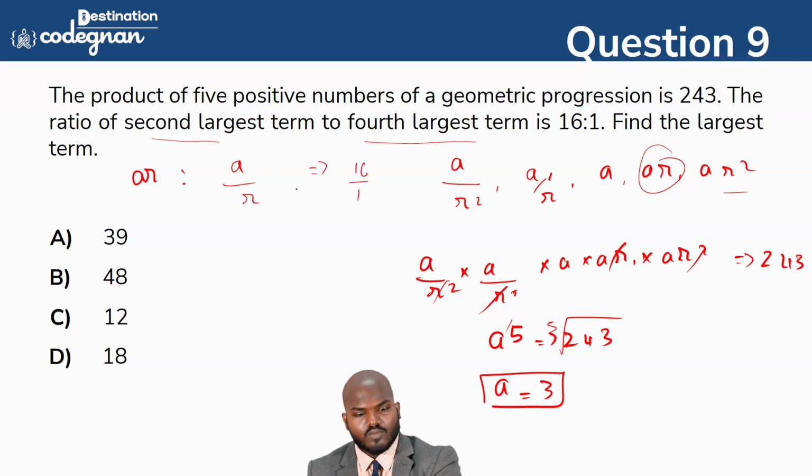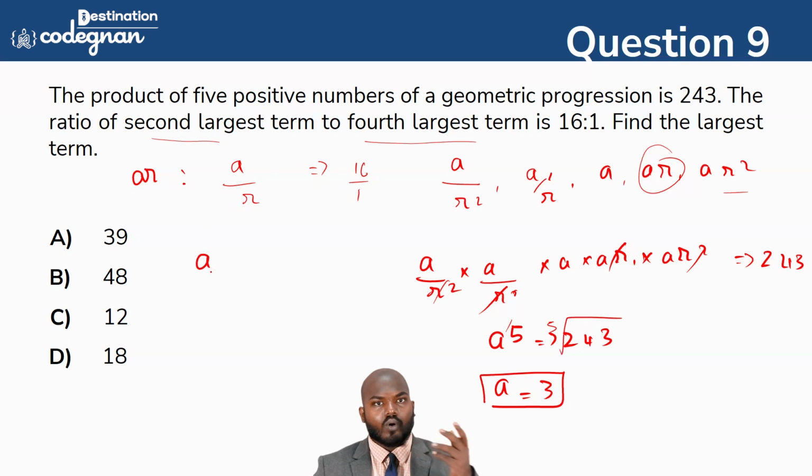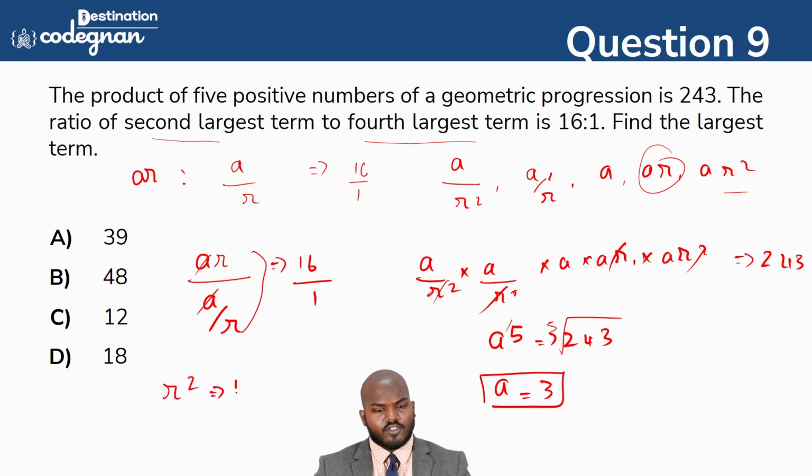Here you have the value of R, but you don't know the value of A. If you write it like this, you can't predict the answer. What will be the cancellation? You can write it this way: AR by A by R. So you see, A and A get cancelled here. So 16:1, and R on both sides becomes R square. So that is 16, so you can say the value of R is equal to 4.